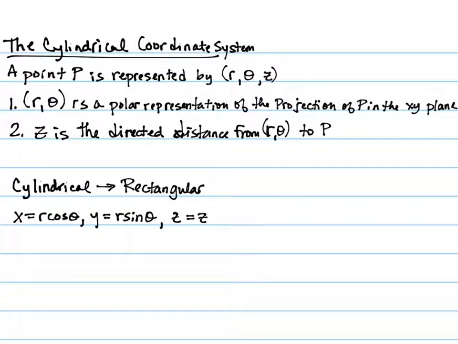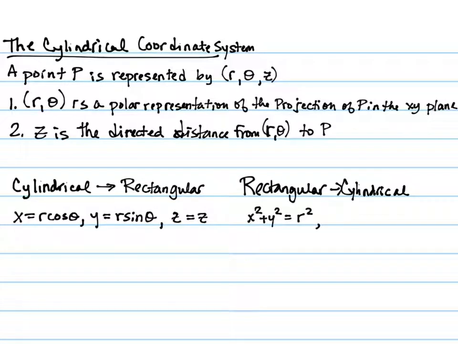Same thing going the other direction, rectangular to cylindrical. Also mirror the ones we did before. We have x squared plus y squared equals r squared, and we have the tangent of theta equals y over x. And once again, z equals z. So it's just this three-dimensionalized extension of the polar coordinate system.